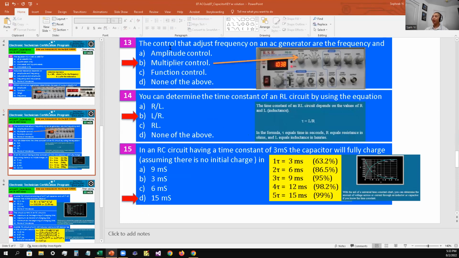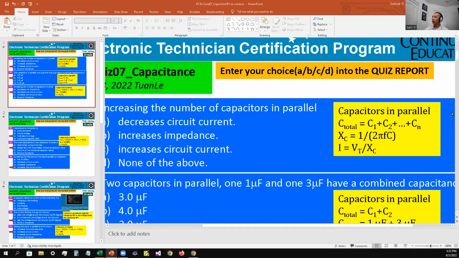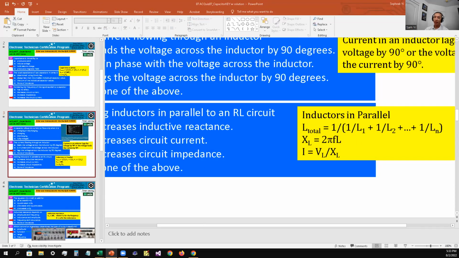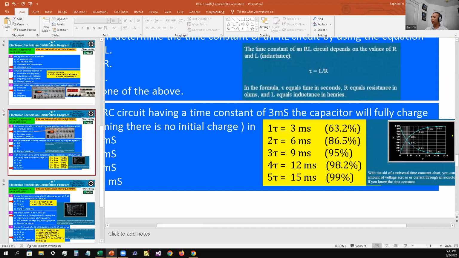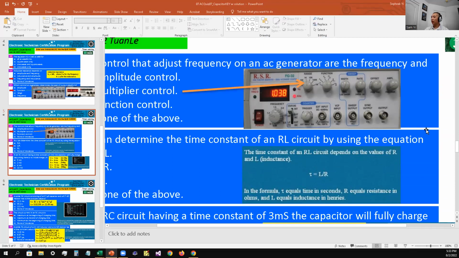The control that adjusts the frequency on the AC generator, or the frequency, and the other thing is the range. You use this frequency knob here to adjust. On some of the older oscilloscopes, it's called a multiplier. Can everybody see that? Normally they consider it a multiplier, but here it's labeled as a range.